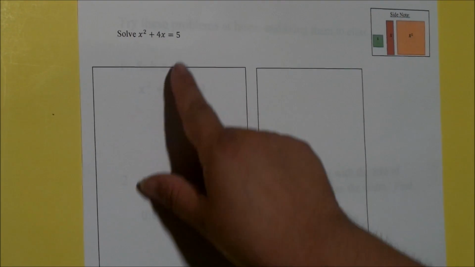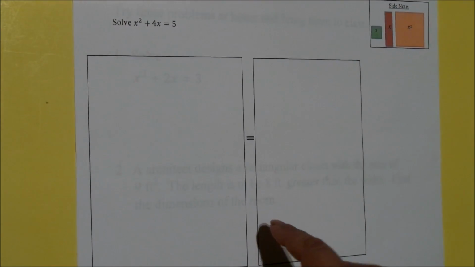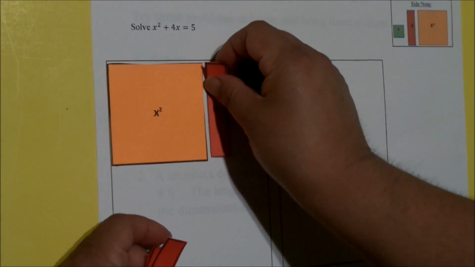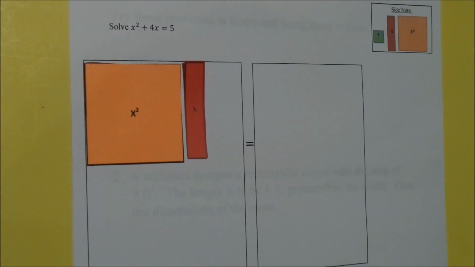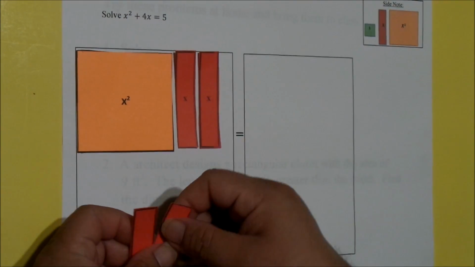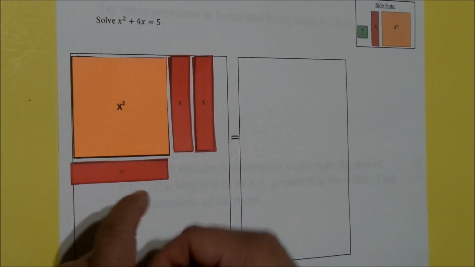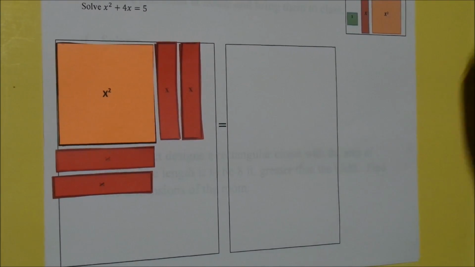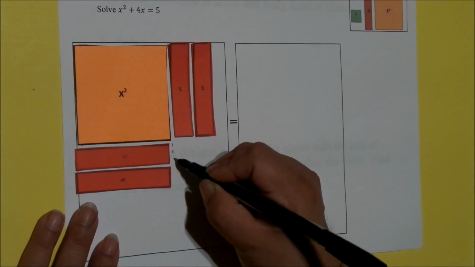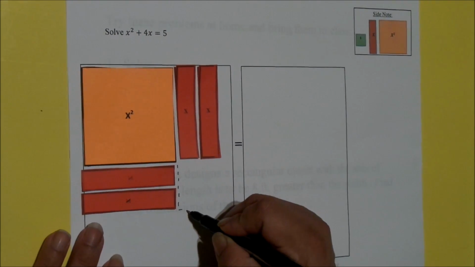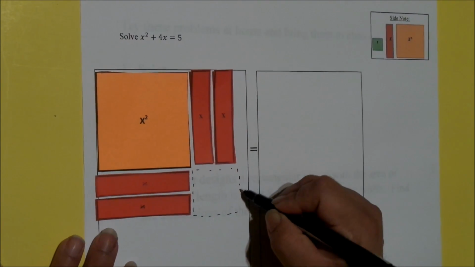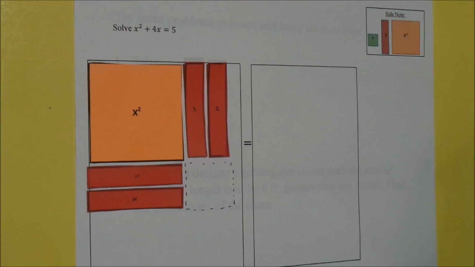Let's represent this equation on the equation mat. So we have x squared plus 4x. The way that we are arranging it is that we're forming the tiles in part of a large square. If you noticed, there is a piece missing of this large square, and I'm going to sketch that so you can see it more. We'll come back to the left side in a minute.